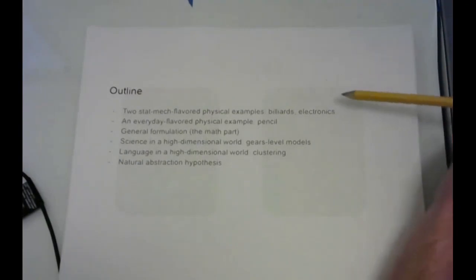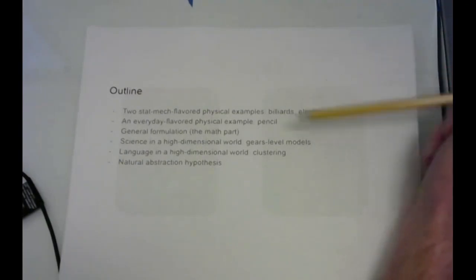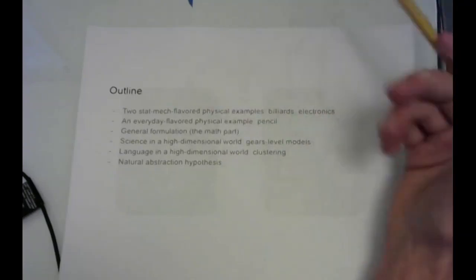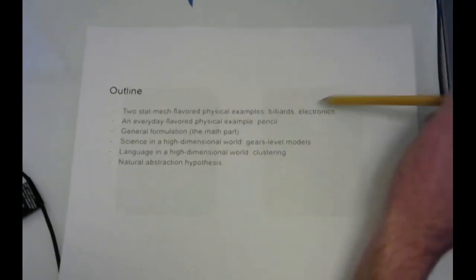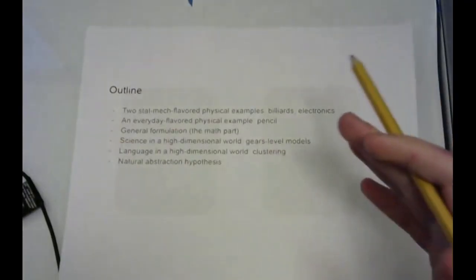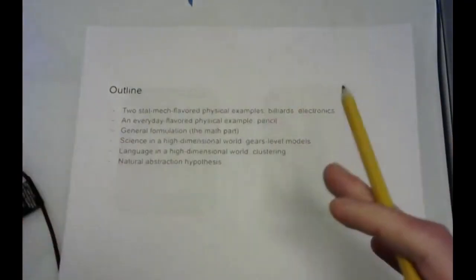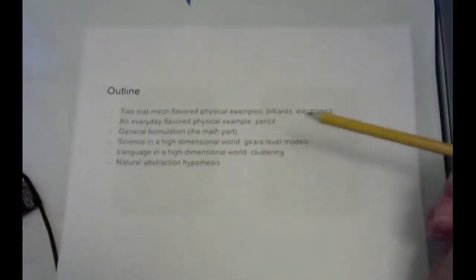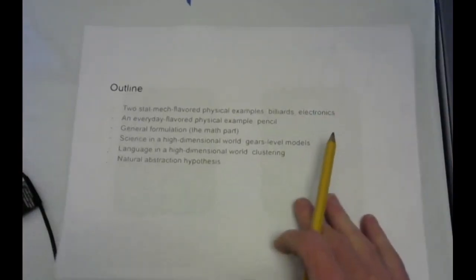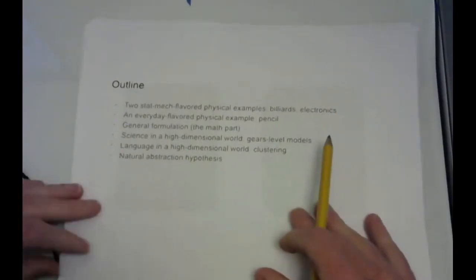Outline the rest of the talk. We're going to go through a few examples of this, physical examples to start with, since they're sort of the simplest. We'll do billiards, an electronic circuit, and then talk about a pencil. Then we'll get to the math, and then we'll do a couple of thoughts on how this applies to problems of living in a high-dimensional world, like our world. How this applies to science, how this applies to language, and then we'll wrap up with an interesting hypothesis. Cool.